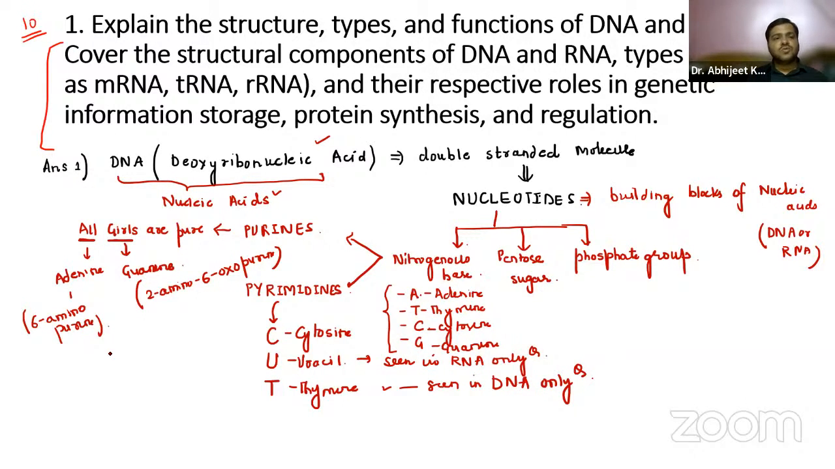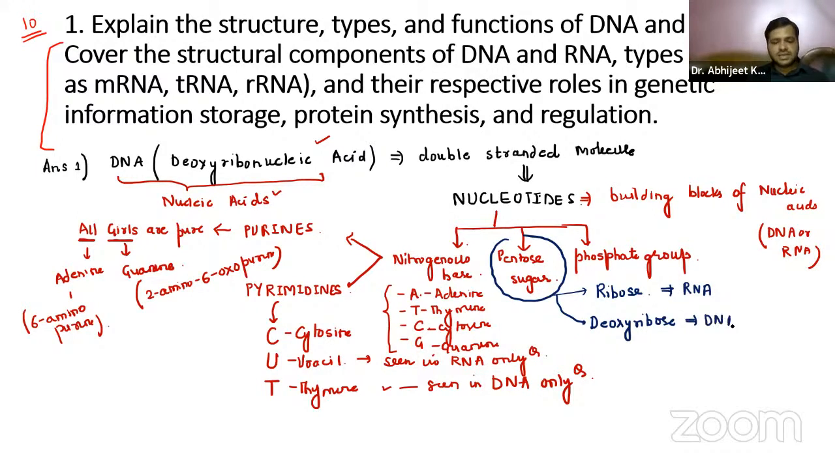Now, coming on to the pentose sugar. In the case of RNA it is ribose sugar, or it can be deoxyribose sugar. What is the difference? The difference is only in the orientation of OH. Ribose is present in RNA, and deoxyribose is present in DNA.